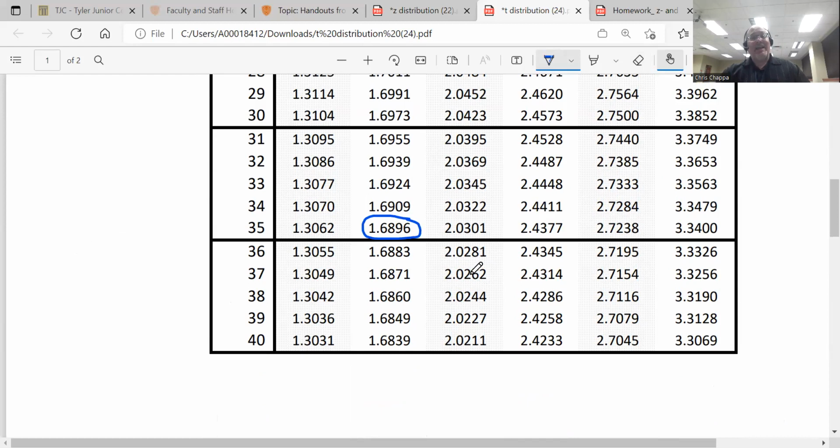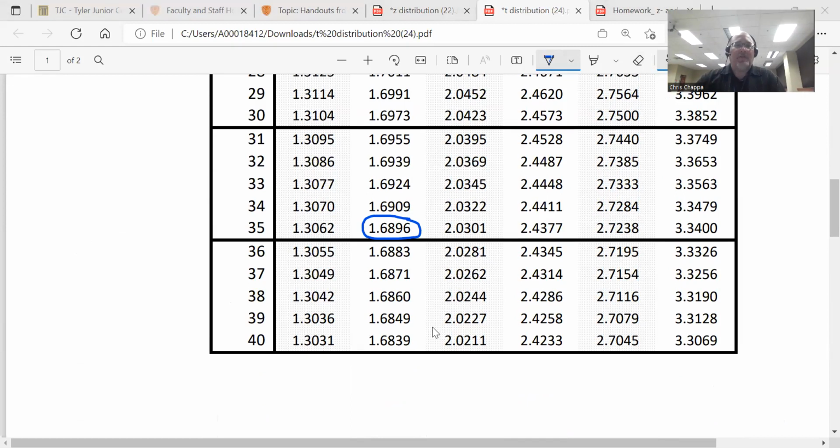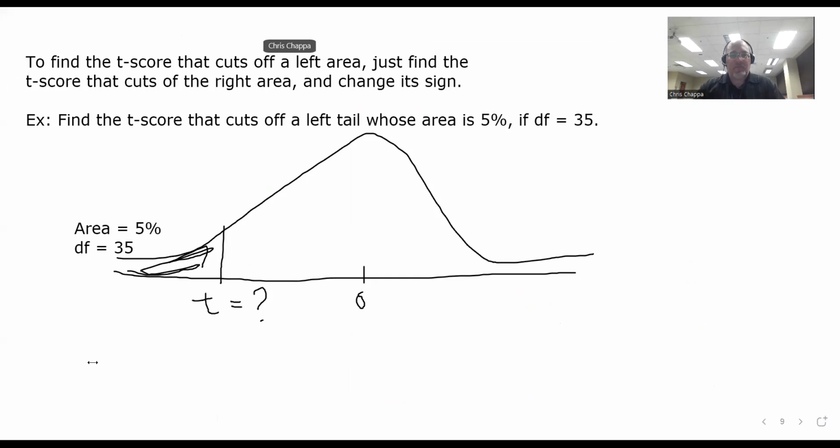1.6896. But it was a left tail, so it's negative 1.6896. Excuse me. Sorry, folks, it's been a long day. T equals negative 1 point, and I already forgot it, thanks to that yawn. Yeah, that's the reason why.